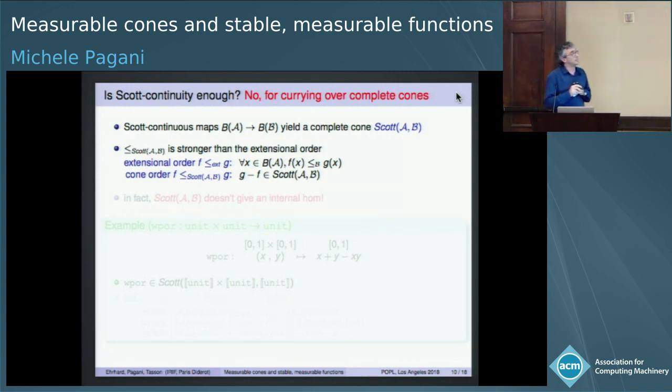but it must also be that the difference between the two functions is again Scott continuous.